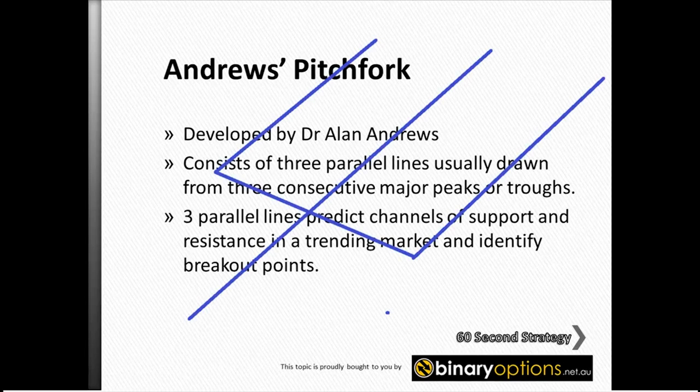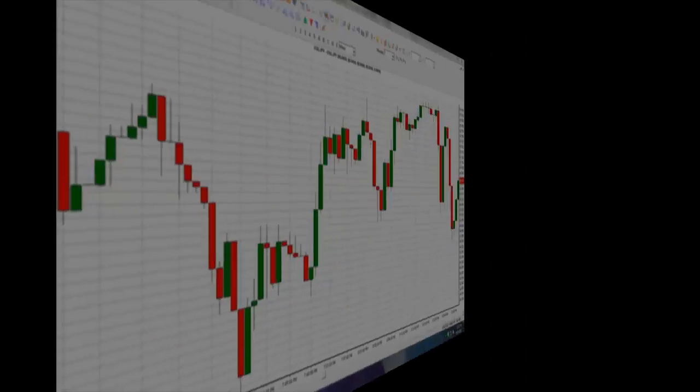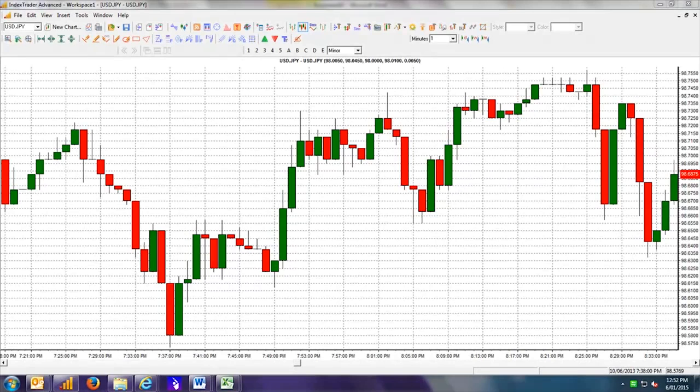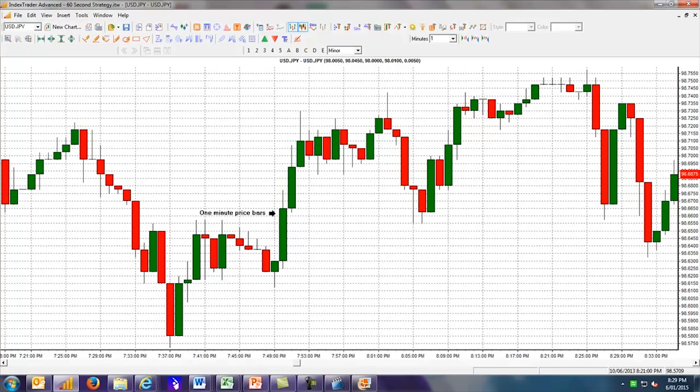The pitchfork can be drawn by hand or using a charting package, which will automatically identify key points within the chart and overlay the tool for you, ready to use. Today I'm using a price chart of the US dollar against the Japanese yen. Because we are trading a 60-second strategy, it is essential to use a 1-minute price chart with a look-back period of between 60 and 120 minutes.